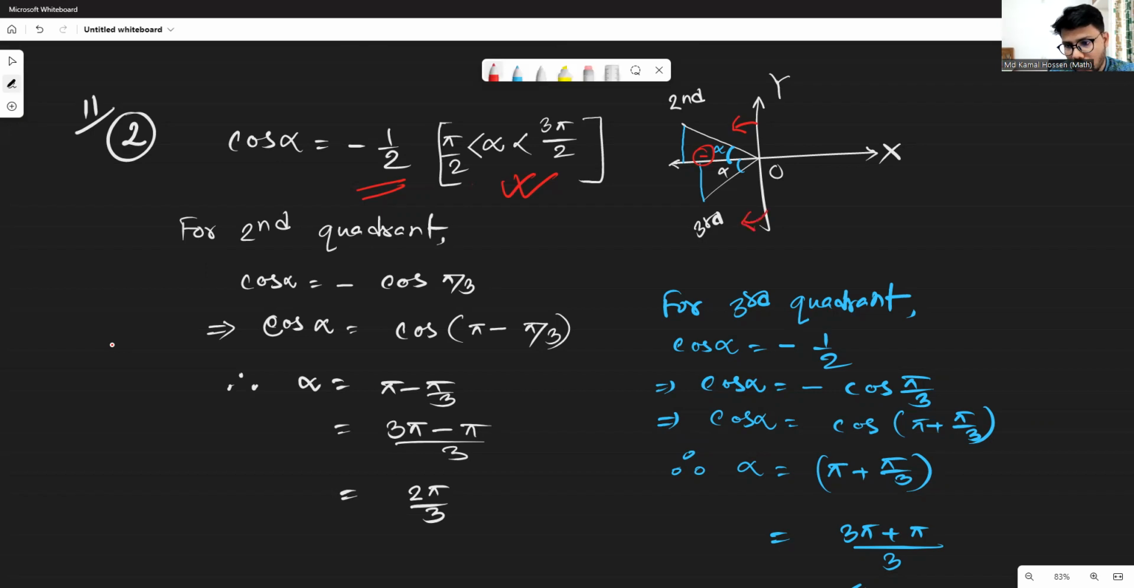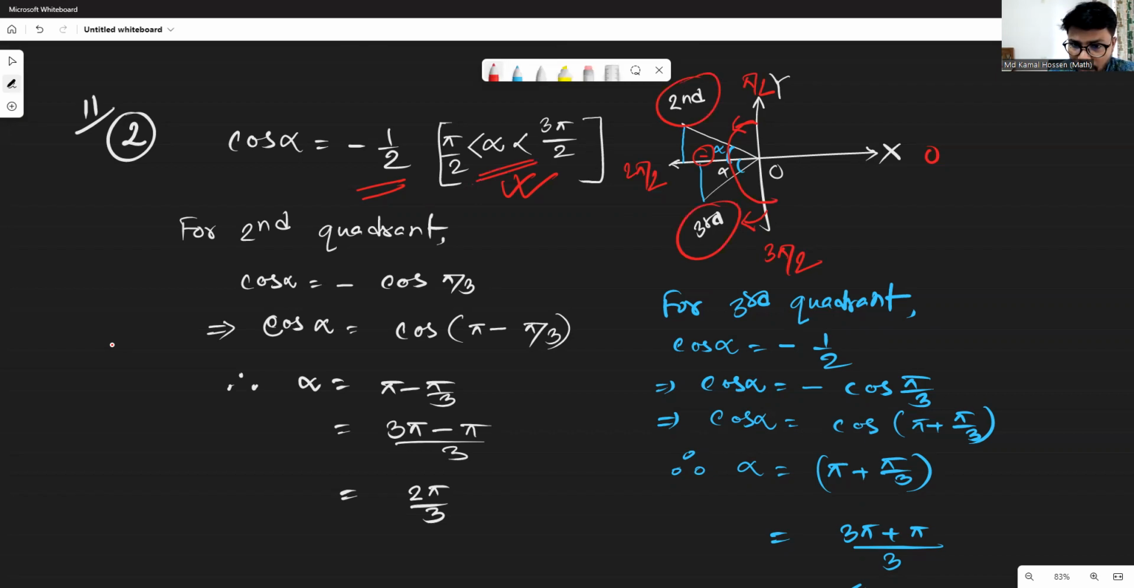So this is up to 3 pi by 2. This line is 3 pi by 2, this line is pi by 2, this line is 2 pi by 2, and this line is 0. So now the angle given here, alpha, is greater than pi by 2. That means greater than 90 and smaller than 270. So this whole angle is given, including the second quadrant and the third quadrant.